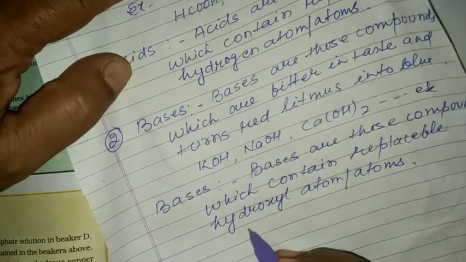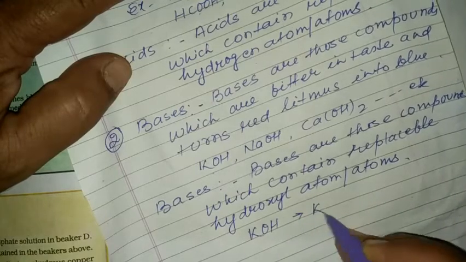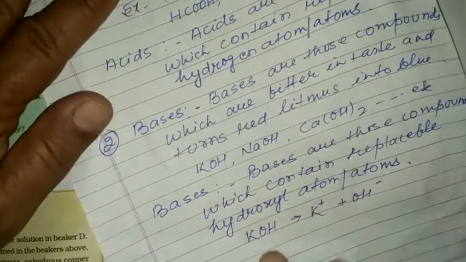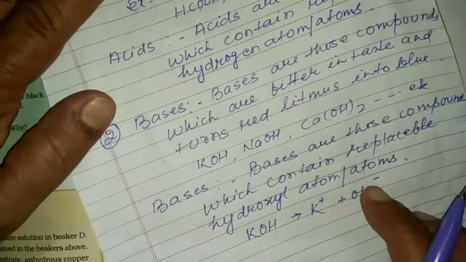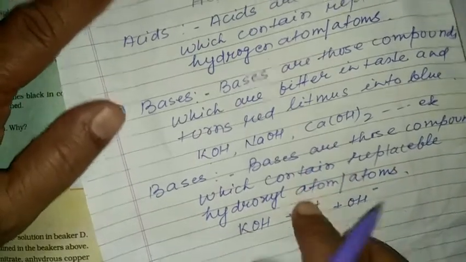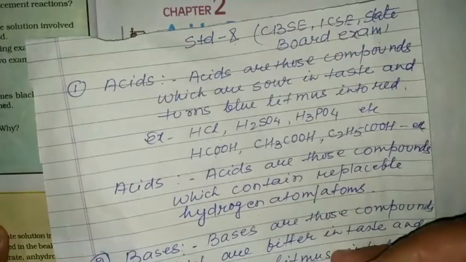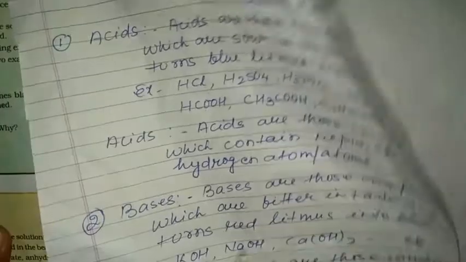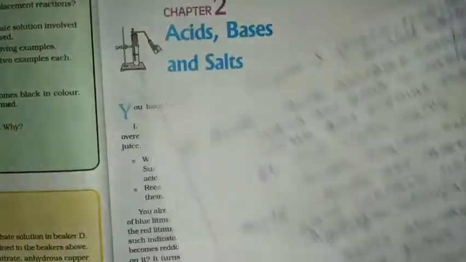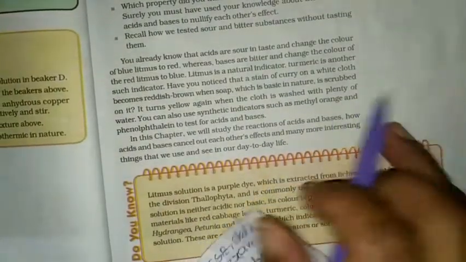As for example, this KOH. While taking part in a reaction, it breaks into K plus and OH minus, and this will be replaced during the chemical reaction. That is why scientists define bases like this. This is the proper definition. You may write these definitions regarding acids or bases, but this is the latest definition of bases.